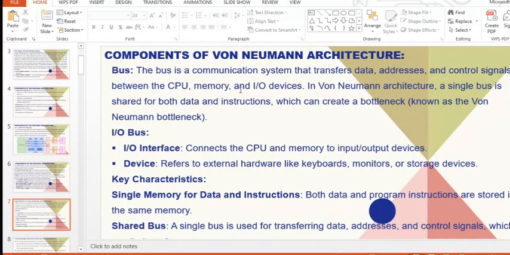In a von Neumann architecture, a single bus is shared for both data and instructions, which can create a bottleneck known as the von Neumann bottleneck.